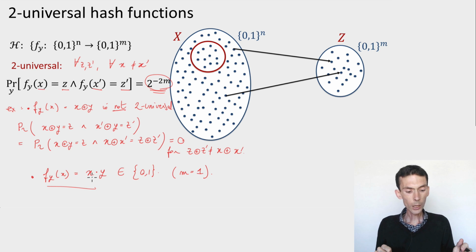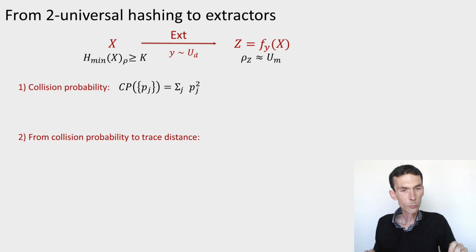So now we have a notion of two universal hash function. Let's connect it to the notion of a strong seeded extractor by showing that if you have a family of two universal hash functions, then you can use this to construct a strong seeded extractor. So let's see the idea for the proof for the case where there is no side information. So purely classical setup. In the next modules, we'll use the same proof, but build upon it to treat the more general case where the side information is an arbitrary quantum state.